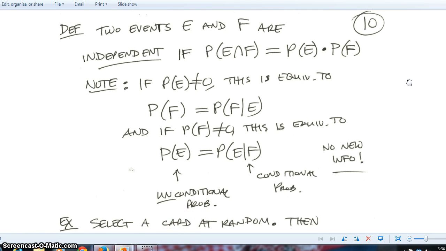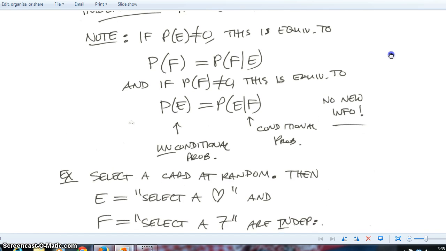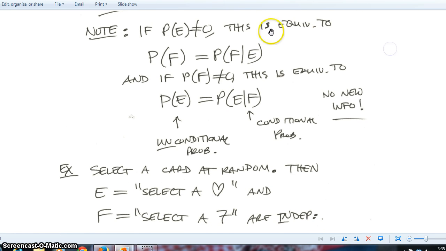Okay, quick introduction to independence. Two events are said to be independent if the probability of the intersection is the product of their probabilities. This seems like a definition that came out of outer space. Well, what does this mean? It's related to conditional probability. The way you want to think about it is this. If the probability of E is non-zero, this is really equivalent to saying that the unconditional probability of F is equal to the conditional probability of F given E.